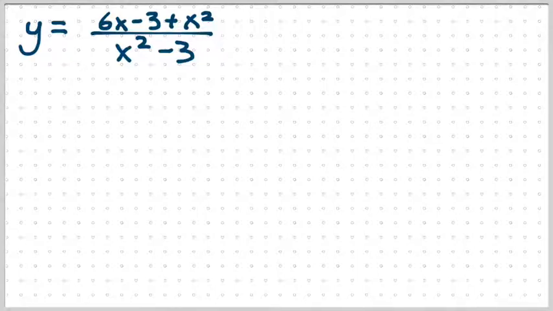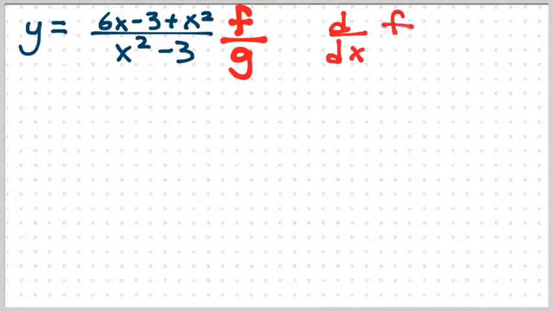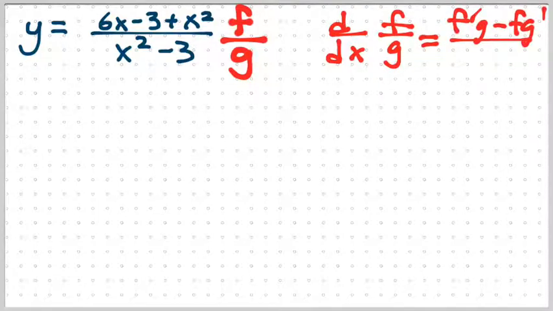The quotient rule deals with problems when you're taking the derivative of the form some function f divided by some function g. If you have a function in this format, which we do, the derivative of f divided by g follows the pattern f prime g minus f g prime over g squared.